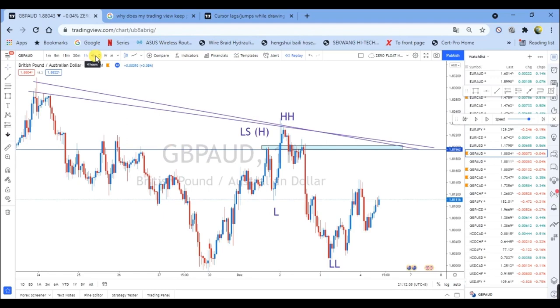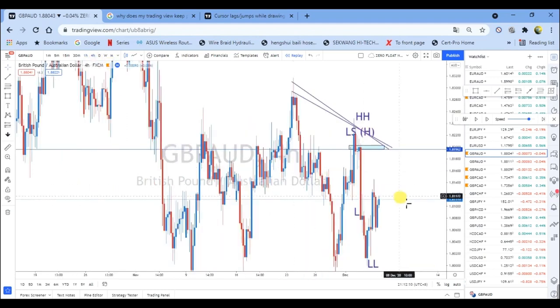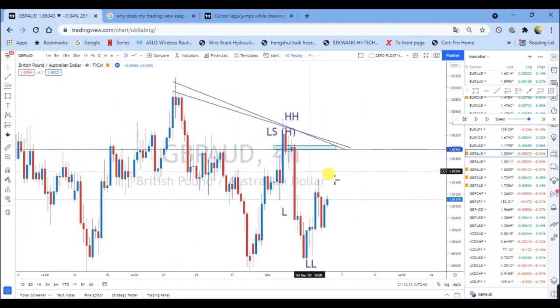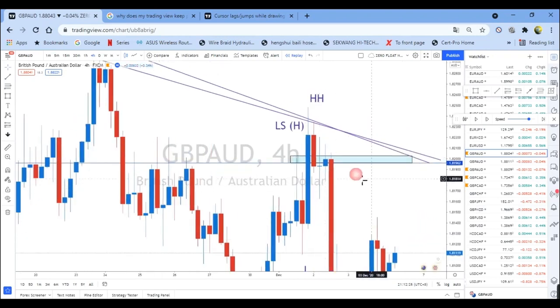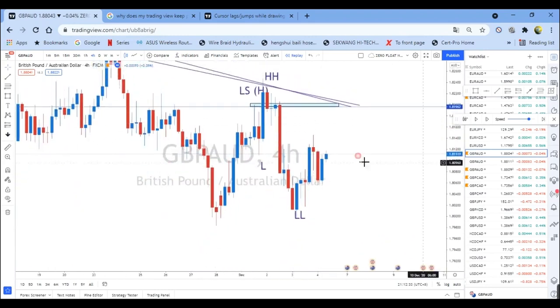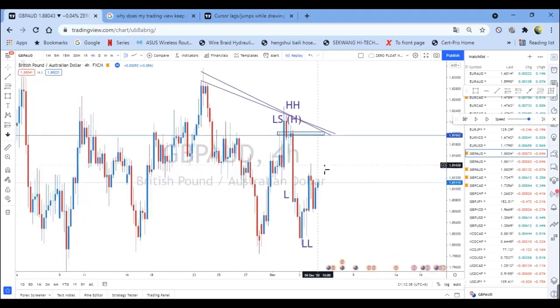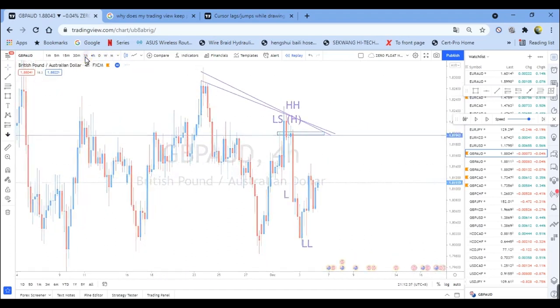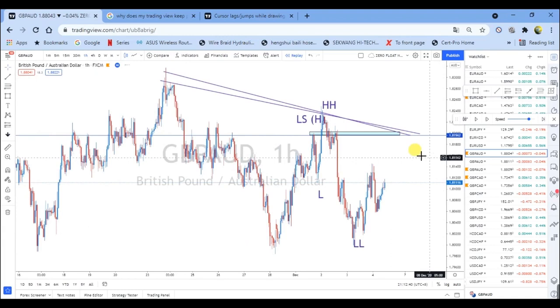So let's change this to H4. After we change to H4, we can see that this price is at the bearish engulfing of the H4. The setup is within the body of the bearish engulfing. So this is considered low risk. So we are on the right track. Very good. What we should do now is go back to our H1 and wait for the price to react.